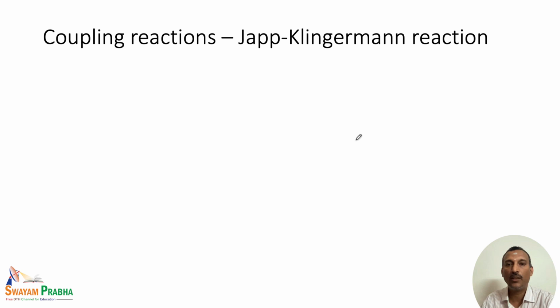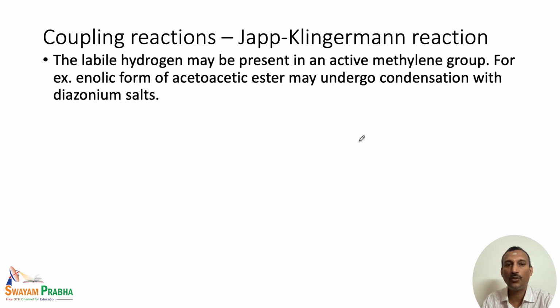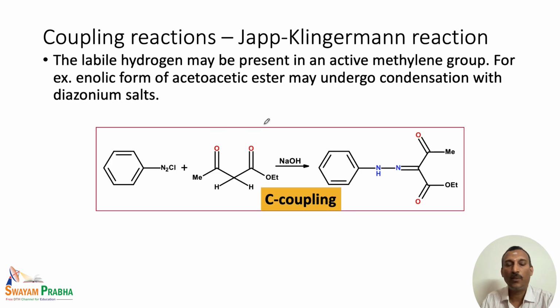The next one is the Japp-Klingemann reaction. In the previous cases we saw the active or labile hydrogen present in phenols, naphthols or amino compounds. In this particular case, the Japp-Klingemann reaction uses the labile hydrogen that is present in an active methylene group.